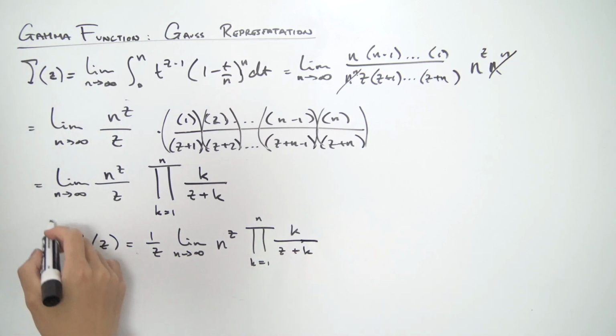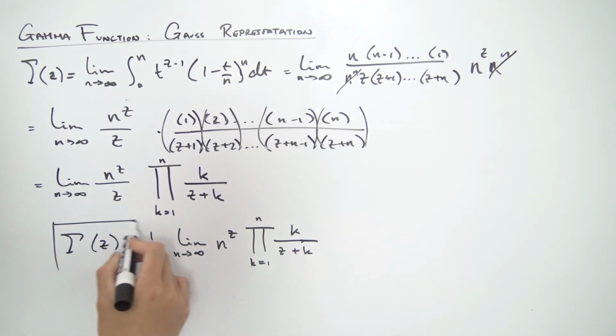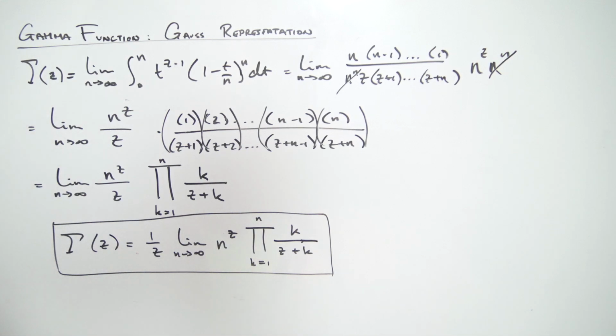And that's basically it for this video. So in the next couple of videos, I will be deriving the Euler and the Weierstrass infinite product representation for the gamma function, where we start from this definition. But yeah, that's pretty much all for this video.